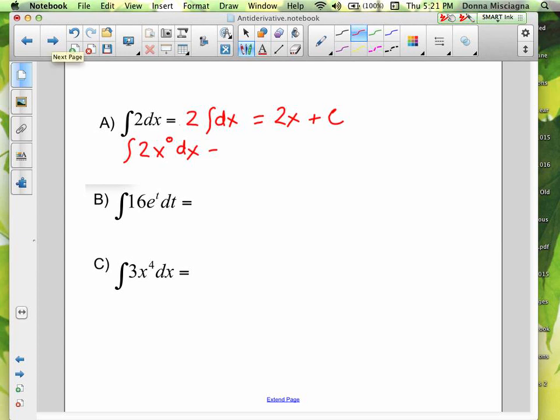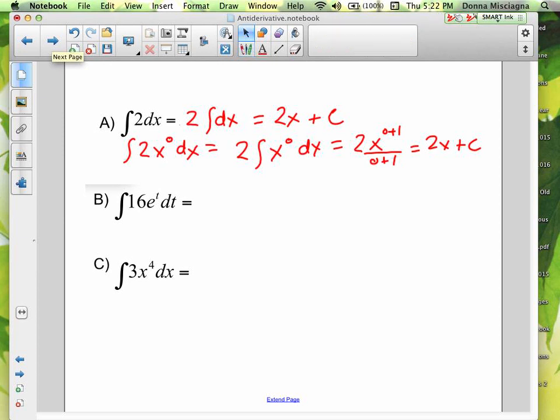If we have the integral of 2x to the 0 dx, and we're using our power rule, I could factor out that 2, and I'd have x to the 0 dx. Then with the power rule, I would just increase the exponent by 1. So I'd have 2x to the 0 plus 1 divided by 0 plus 1. Well, that's just going to be 2x plus c. So this really is just the power rule with a lot more steps than you will ever use for a very, very simple power rule.